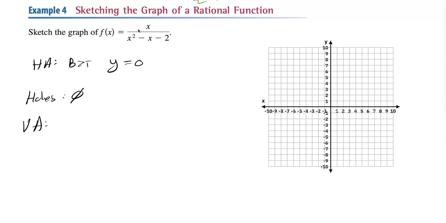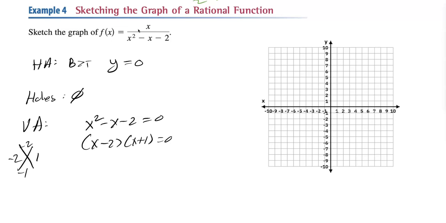Vertical asymptote. This is where the bottom equals 0. So x squared minus x minus 2 equals 0. We have to factor that. Hopefully you realize we have to get really good at factoring. The faster the better. So (x minus 2)(x plus 1) equals 0. Split it: x equals 2 and -1. So those are my vertical asymptotes.